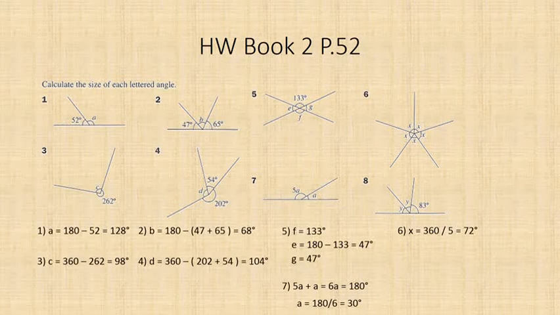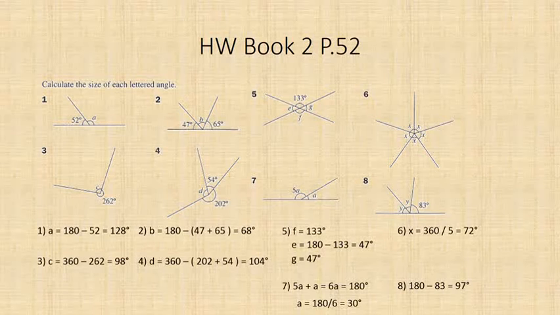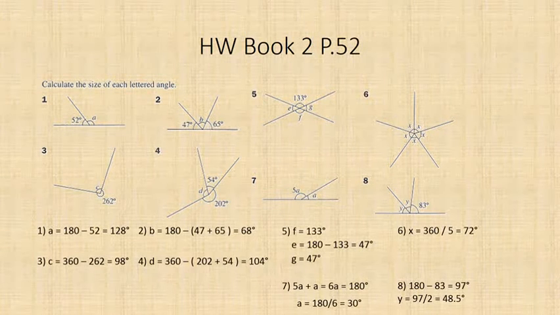Okay, the same thing. Here, question 8, it's 180 minus 83, and the answer that I got is 97. And then I will divide it by 2 y's because they are equal, so the answer is going to be 48.5 degrees. Okay, let's go for homework book 1, page 57.